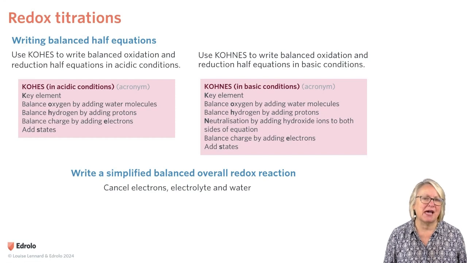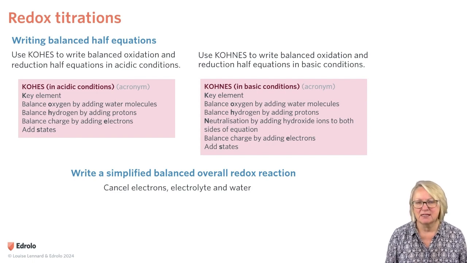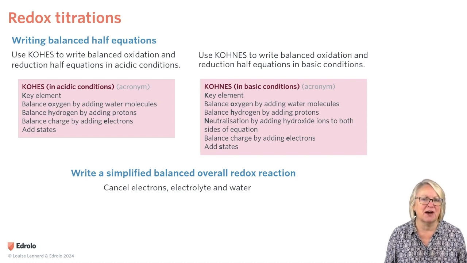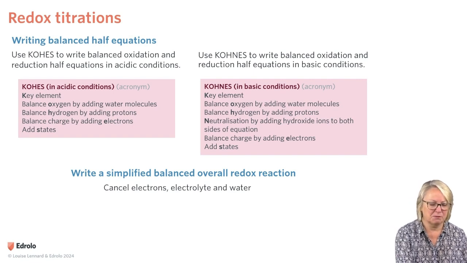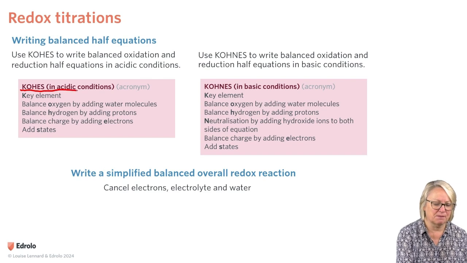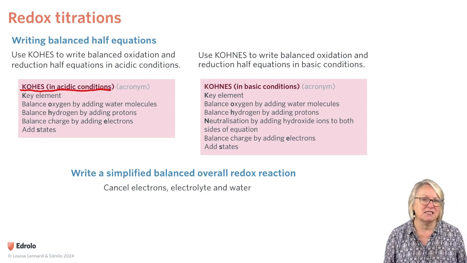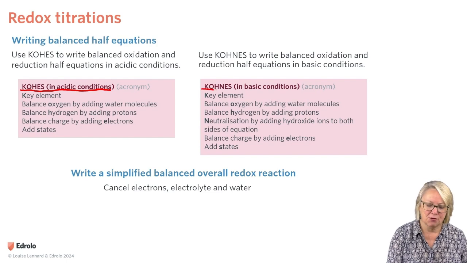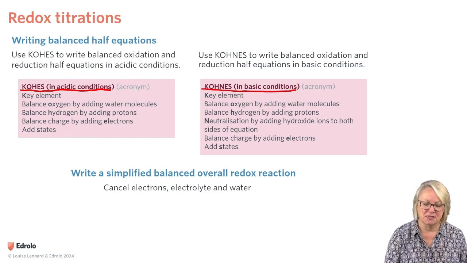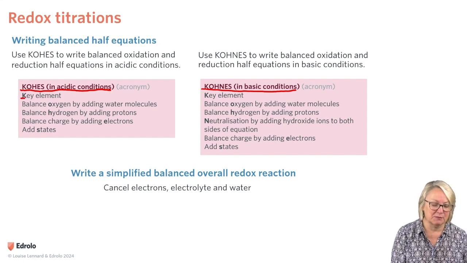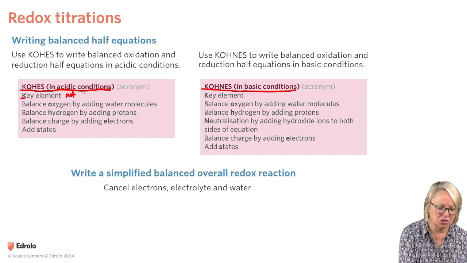Okay, so we've talked a little bit about the process of titrations. Now we want to talk specifically about redox titrations. One of the important skills is to write balanced half equations so that you can write a balanced overall redox equation. You remember that we can use COEs in acidic conditions and CONERs in basic conditions. COEs stands for K for the key element, which is not oxygen or hydrogen.